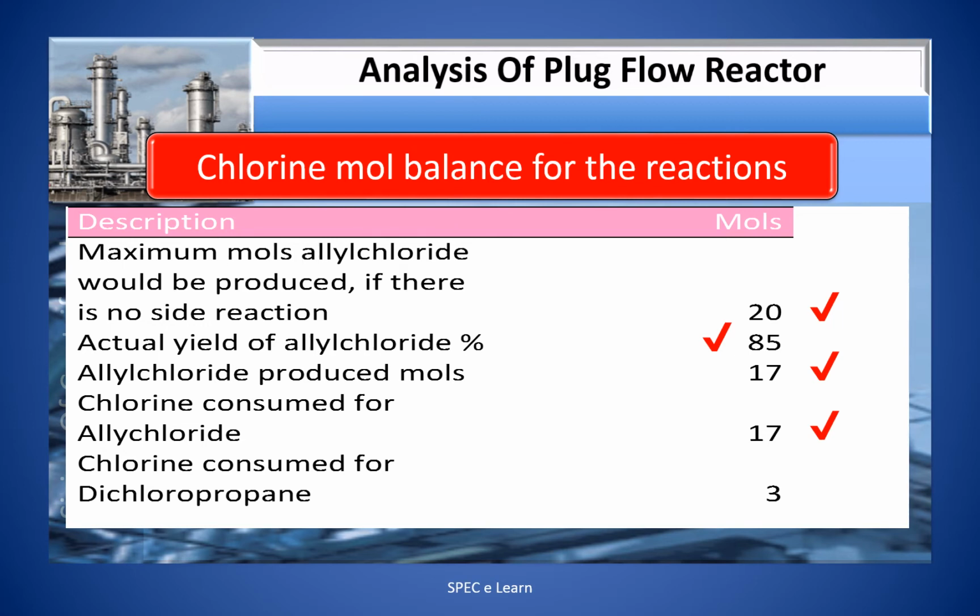Chlorine consumed for allyl chloride is 17 moles. That means the remaining chlorine would be consumed for dichloropropane. So the chlorine consumed for dichloropropane is 3 moles.